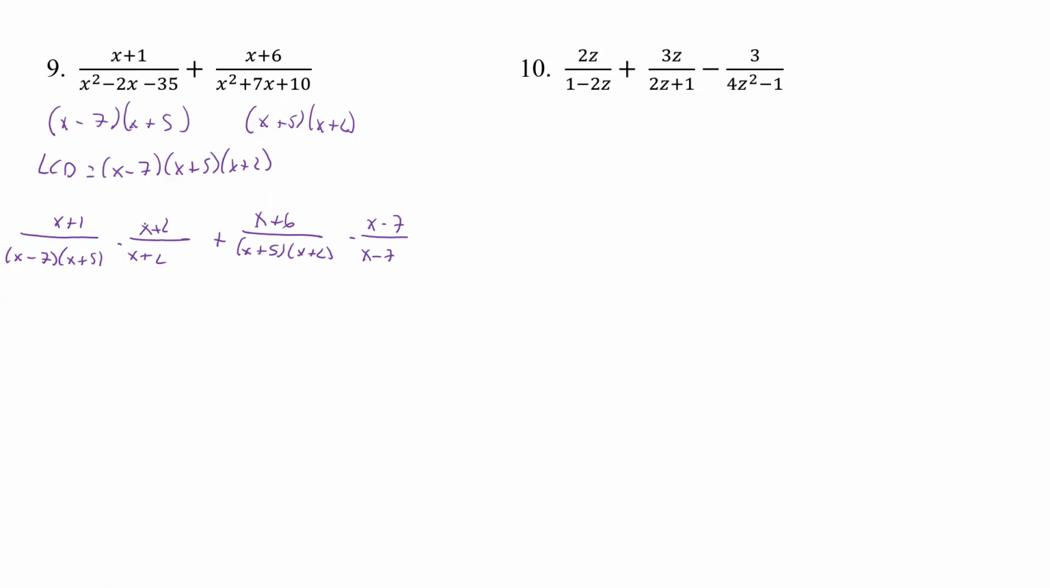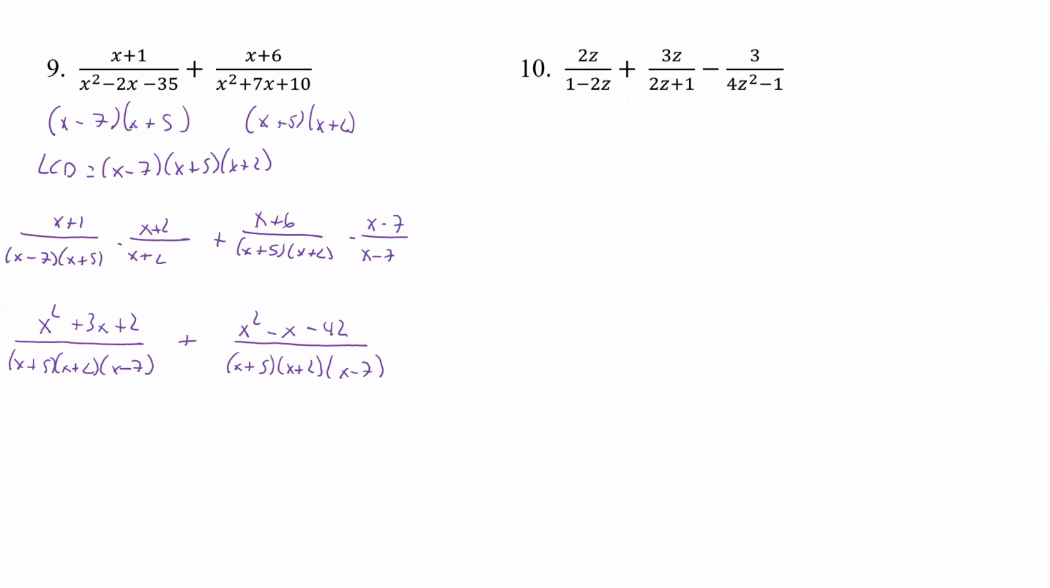Well, we're going to have to distribute and FOIL, so that's going to give us x squared, and we have 2x plus 1x is plus 3x, and 1 times 2 is 2, all over our (x + 5)(x + 2)(x - 7), and plus, now we'll have x times x, so that's going to give us x squared, then we'll have minus 7 plus 6, that's going to be minus x, and then that's going to give us minus 42 over (x + 5)(x + 2)(x - 7).